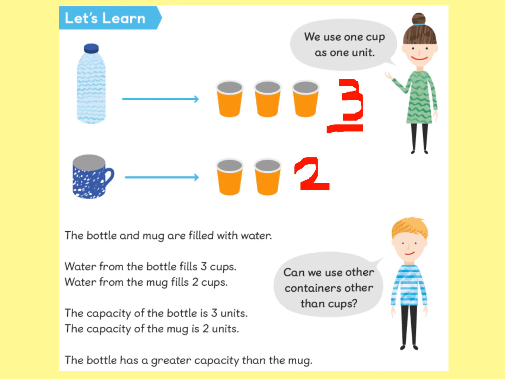Now we'd say that the capacity, that's how much it can hold, the capacity of the bottle is 3 units because it can hold 3 cups. So we'd say it's 3 units. That's the capacity. The capacity is how much it can hold. The capacity of the mug is 2 units because it can hold 2 cups.